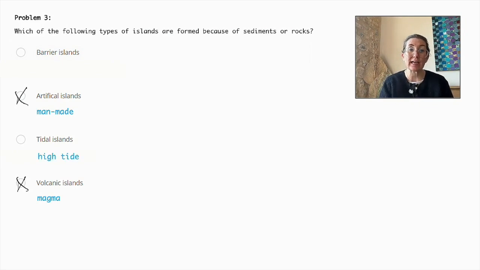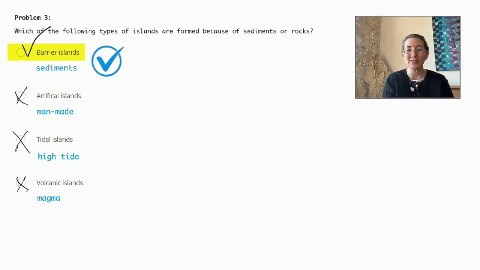Tidal islands are connected to the mainland and only appear as islands at high tide. So we can also eliminate that. Barrier islands, on the other hand, are formed from sediments carried by ocean currents, waves, and tides, and are the correct type of islands formed from sediments or rocks. Therefore, barrier islands is the correct answer.